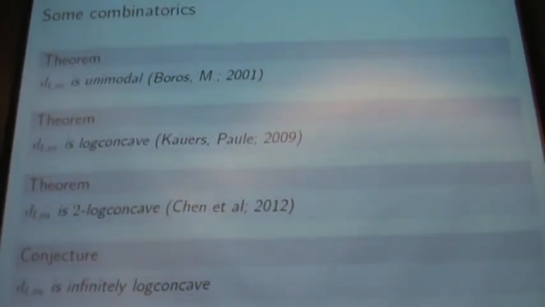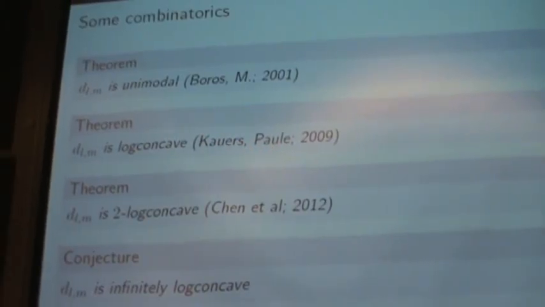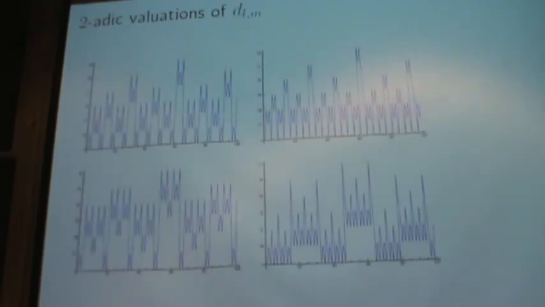This is a combinatorics seminar sometimes, so here is a list of combinatorial statements. The sequence is unimodal, which I proved with my former student, George Boros, in 2001. It took a while to prove that it is actually log concave; this is Manuel Kauers and Peter Paule, 2009. There's no human proof of this statement, but that's okay. There's a 2-log-concavity proof by Bill Chen and his students that's going to appear next year. And I've conjectured that this sequence is infinitely log concave. If you want to know more about this, I'll talk to you later. This is what the pictures are.